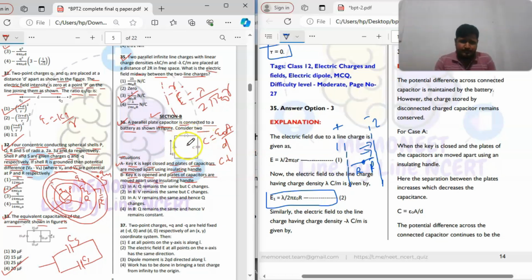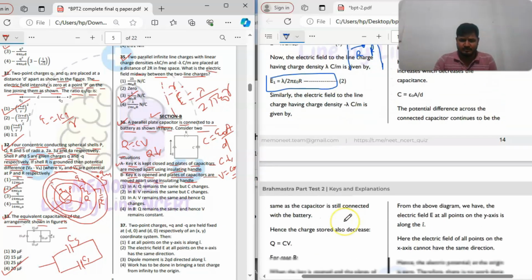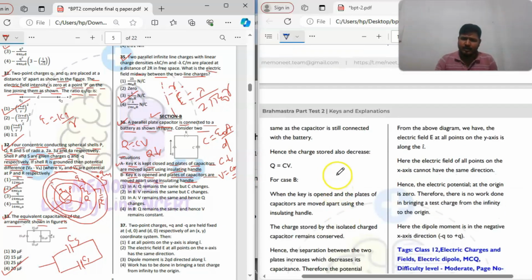Now here the battery is connected. This means V remains the same, so V will be constant. But we know Q is equal to CV. C is decreasing, so Q will also decrease. This is for case 1. Hence the charge also decreases.